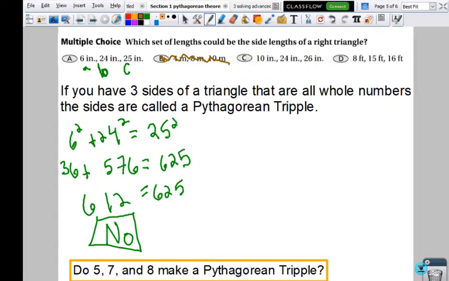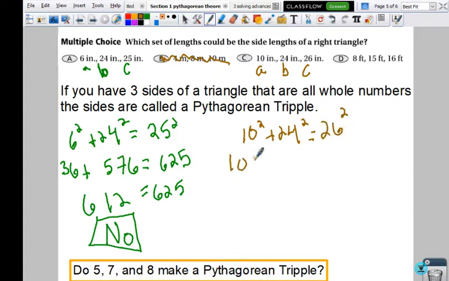It gave us a C. And I'm going to see if it makes a Pythagorean triple. C works. So, on this one, I have A, I have B, C is always the longest side. Always. So I'm going to go 10 squared plus 24 squared, and see if that equals 26 squared.